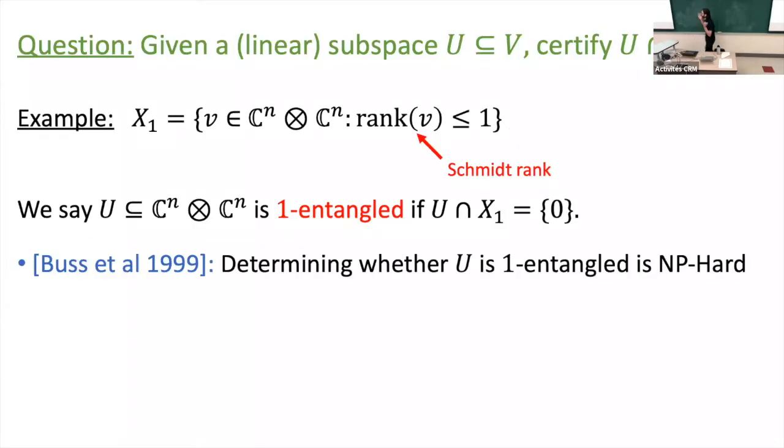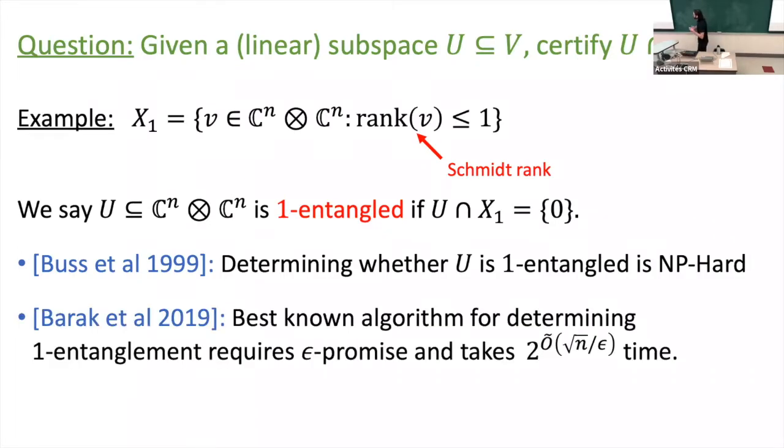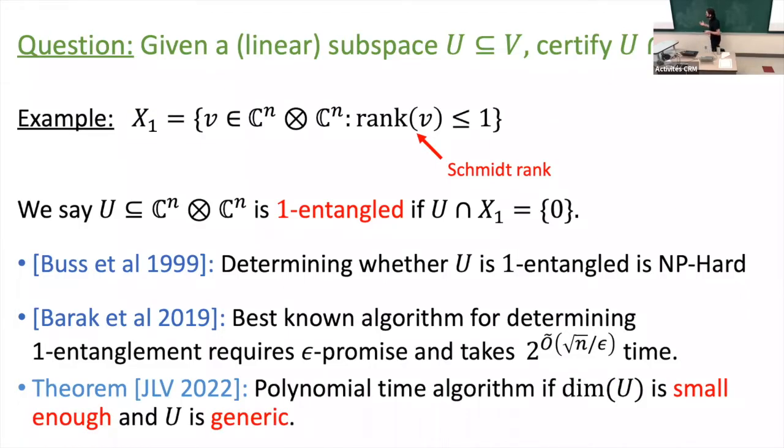All right, so how hard is this problem? In this example, it's actually NP-hard, and the best known algorithm takes time exponential in root n. It also requires some promise that either U is epsilon-entangled or it actually contains a rank 1 element. Basically, this algorithm is searching over rank 1s and trying to find one that's epsilon close to your subspace. What we have is an algorithm that is guaranteed to run in polynomial time, provided that the dimension of U is small enough and U is generic, so randomly chosen.